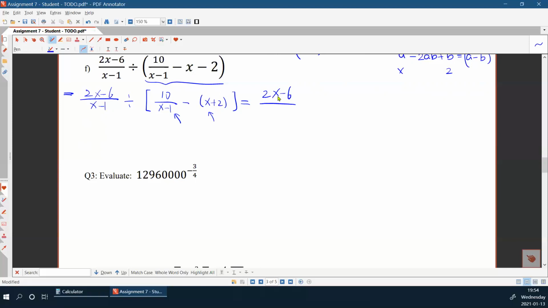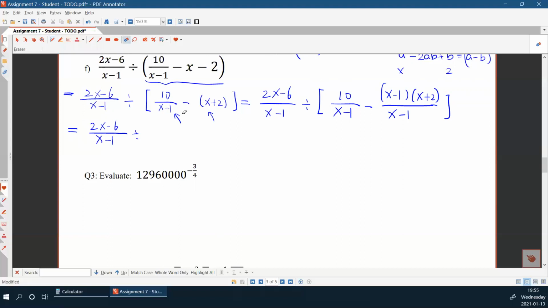So this becomes 2x minus 6 divided by x minus 1, divided by, okay, now we rewrite these two terms using the least common denominator. Okay, the second term now becomes x minus 1 here times x plus 2, right? Okay, copy the first term, one step at a time.